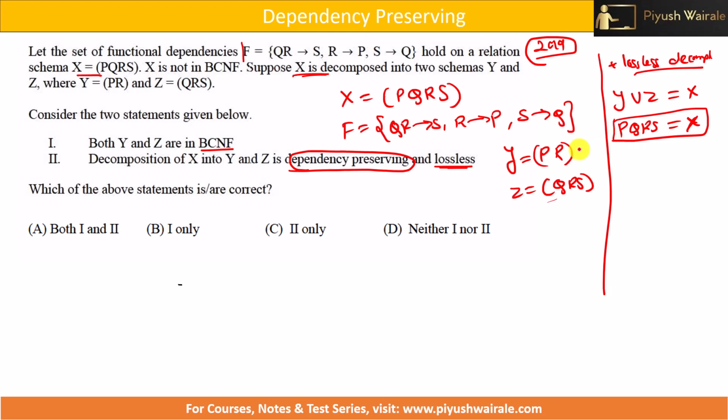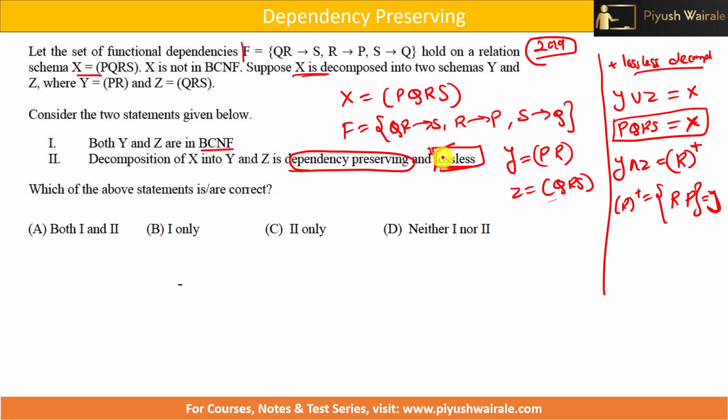Second condition is R1 intersection R2 should not be an empty set. So here, Y intersection Z has something common, that is R. Now that common attribute or set of attributes must be a key of either Y or Z. So we need to take the closure of R and see what we get. From R I can get P, that is equal to Y here. So Y intersection Z will give me Y. All the conditions of lossless decomposition are satisfied here. It means my decomposition is lossless.